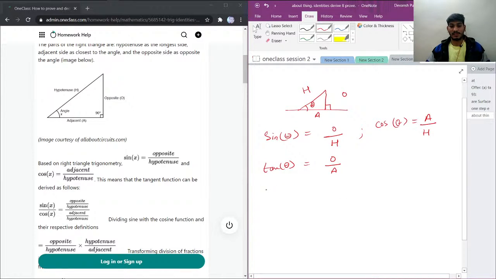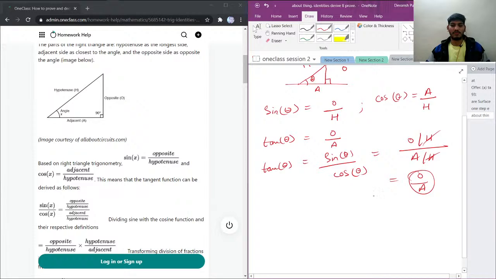Now tangent of theta is also equal to sine of theta over cosine of theta. So if I put the value of sine theta, which is opposite over hypotenuse, and cosine, which is adjacent over hypotenuse, this will become opposite over adjacent. So in this way I can just prove that tangent is actually sine over cosine.